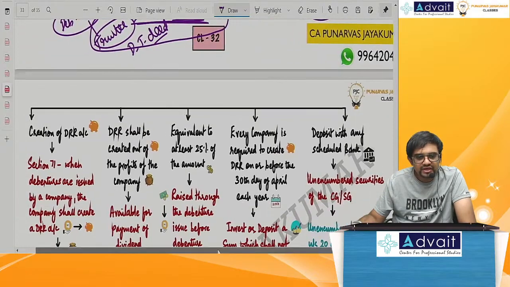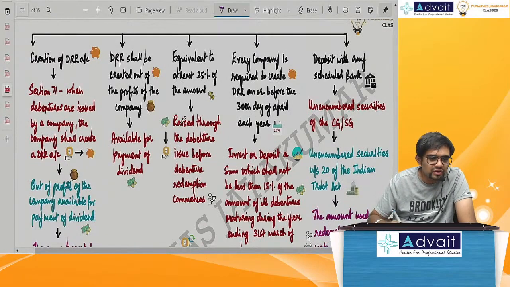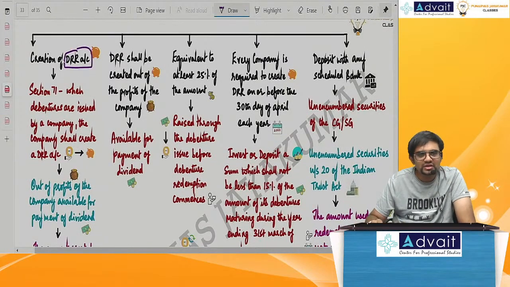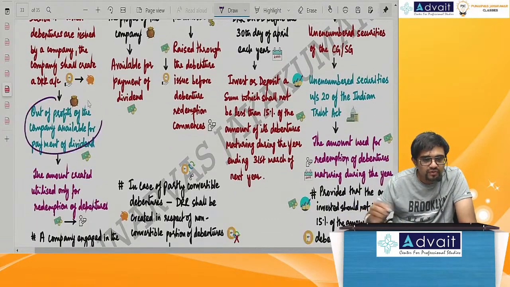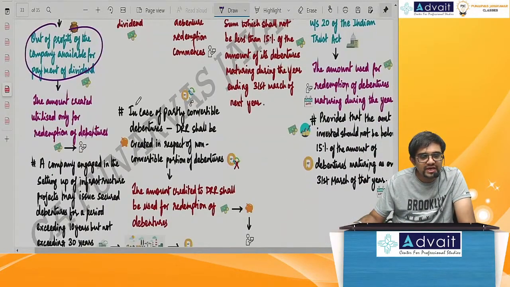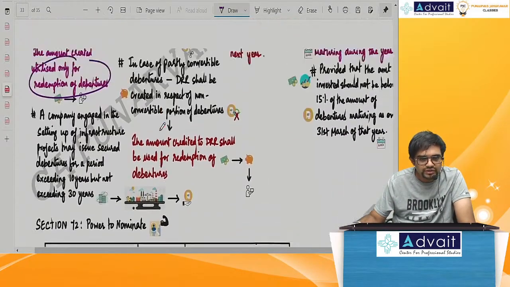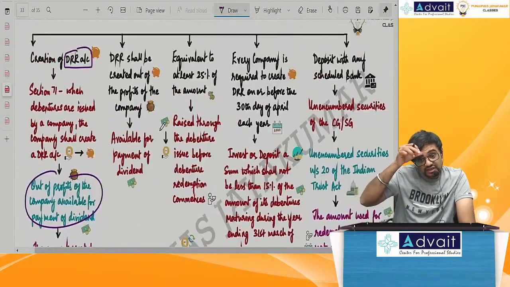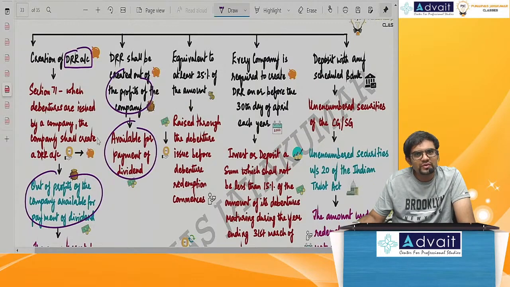Then I should create an account called the DRR account. Just like CRR, we should also create an account called DRR, Debenture Redemption Reserve Account. This is as per section 71. Where debentures are issued by the company, it shall create a DRR account out of the profits available for payment of dividend. The amount created is utilized only for the redemption of debentures without fail. That's what they say. So the DRR shall be created out of the profits of the company available for payment of dividend.